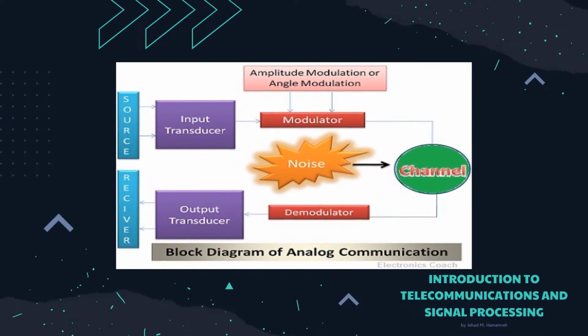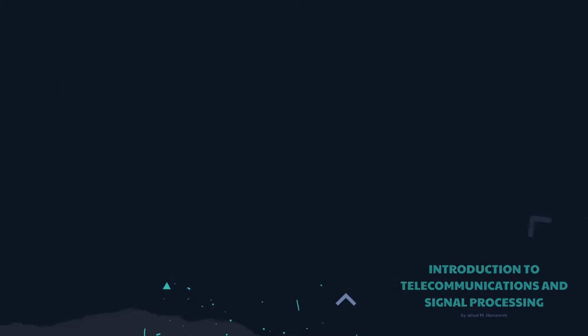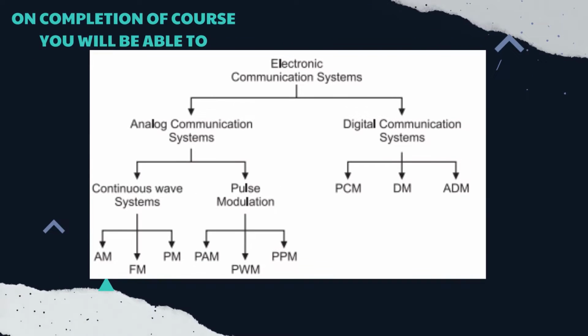Students, this course is brought to you to teach analog communications and signals. This course is titled Introduction to Telecommunications and Signal Processing. After completing the course, you will be able to learn the exact generic meaning of modulation and why we must have it in most telecom systems.